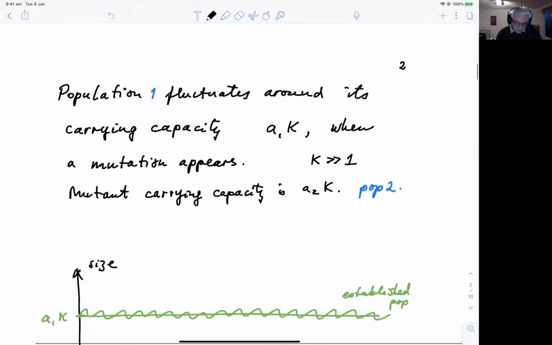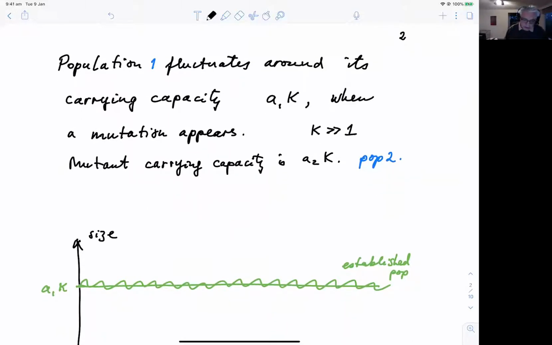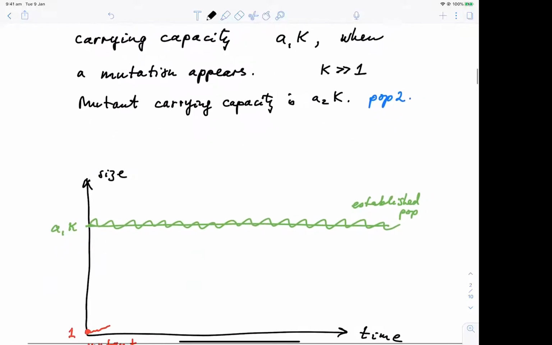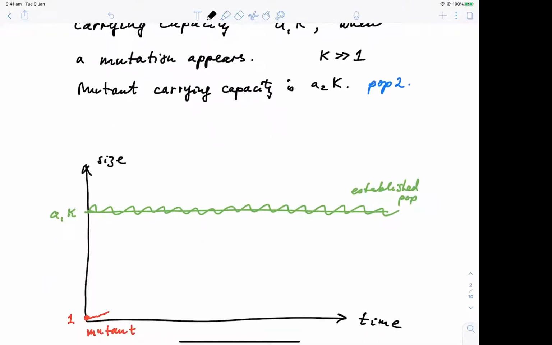So we are trying to model a situation when a mutant appears in an established population. Our assumptions are that population 1, the established population, is around its carrying capacity, which is proportional to a large number k. When a mutant appears, a successful mutation, we assume also that the mutant's carrying capacity is also proportional to k.